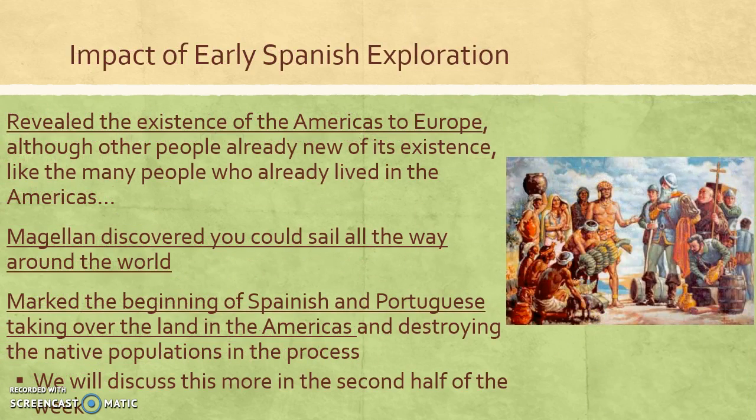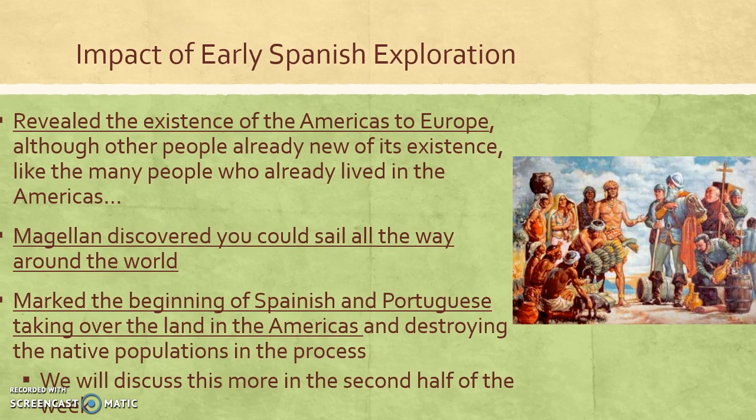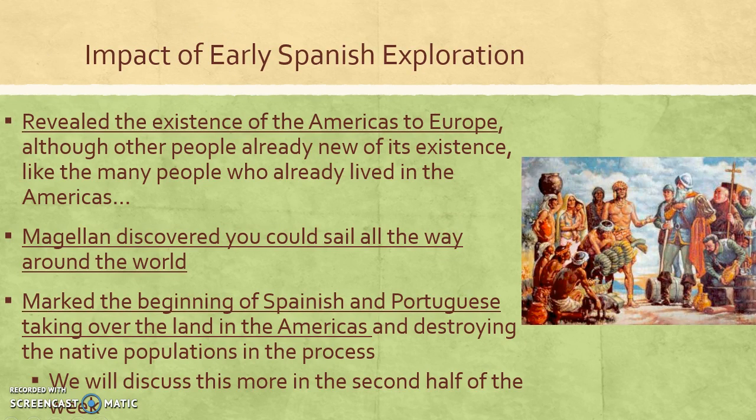So the impact of this early Spanish exploration was that it revealed the existence of the Americas to Europe, although many other people already knew of the existence of the Americas, such as all the many people who lived in the Americas at the time. Magellan discovered that you could sail all the way around the world through the Strait of Magellan, and it marked the beginning of the Spanish and Portuguese taking over the land in the Americas and effectively destroying the native populations in the process. We're going to be discussing this a lot more in the second half of this week.